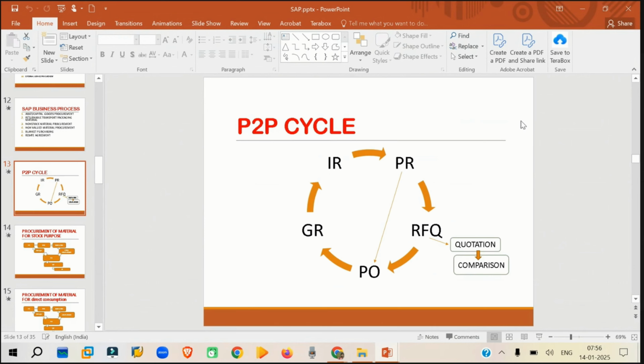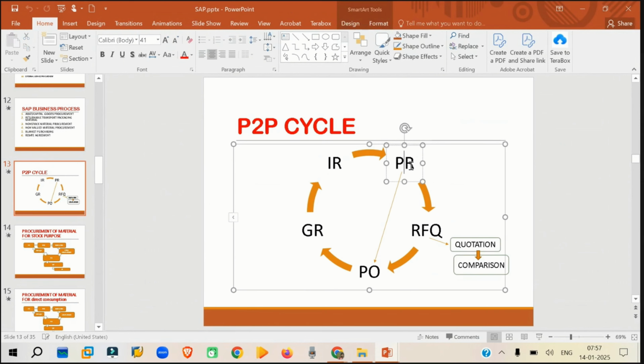Normally the P2P process will start from the PR. What is a PR? PR is a purchase requisition. Try to note it down. When I tell you something, try to note it down while I'm mentioning it. Please note it down for your reference. It will be helpful for you. It will be revision and practice for you.